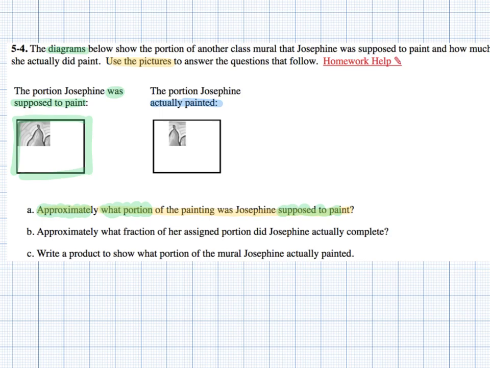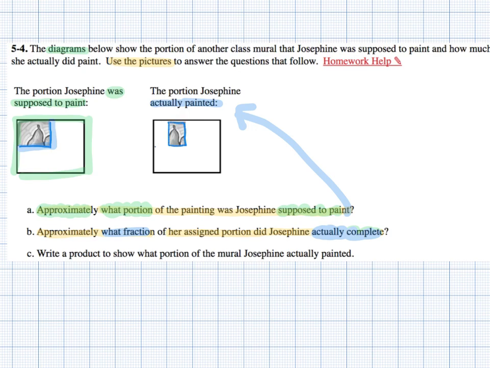So moving on to letter B, it says approximately what fraction of her assigned portion did Josephine actually complete? So going back to the word actually complete, now I need to look at the actually painted one. So it's going to be that one that they're asking us. So approximately what fraction of her assigned portion, and she was assigned this much, like that was example A. So to answer example B, I need to compare with what she was assigned to do. So how does it relate to this?